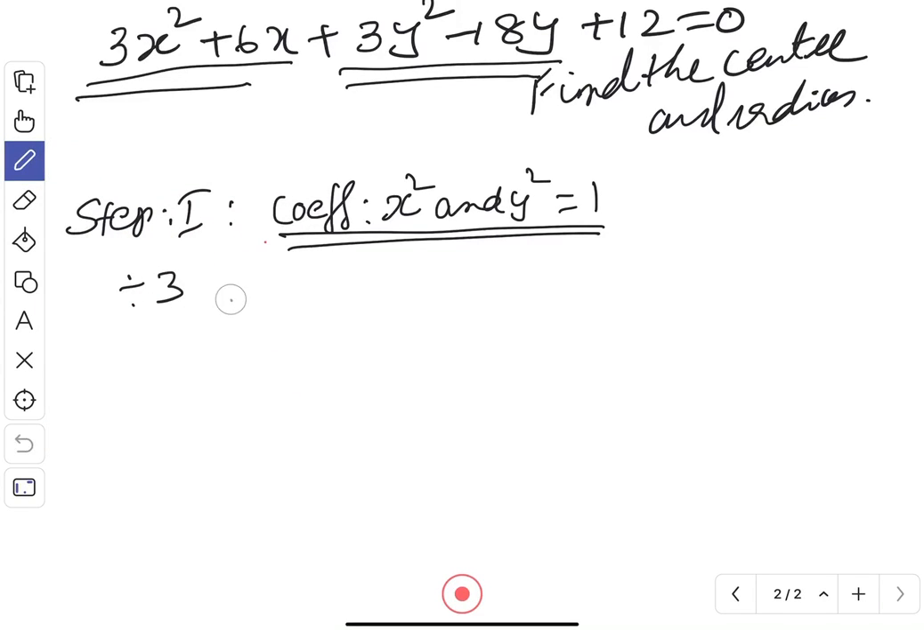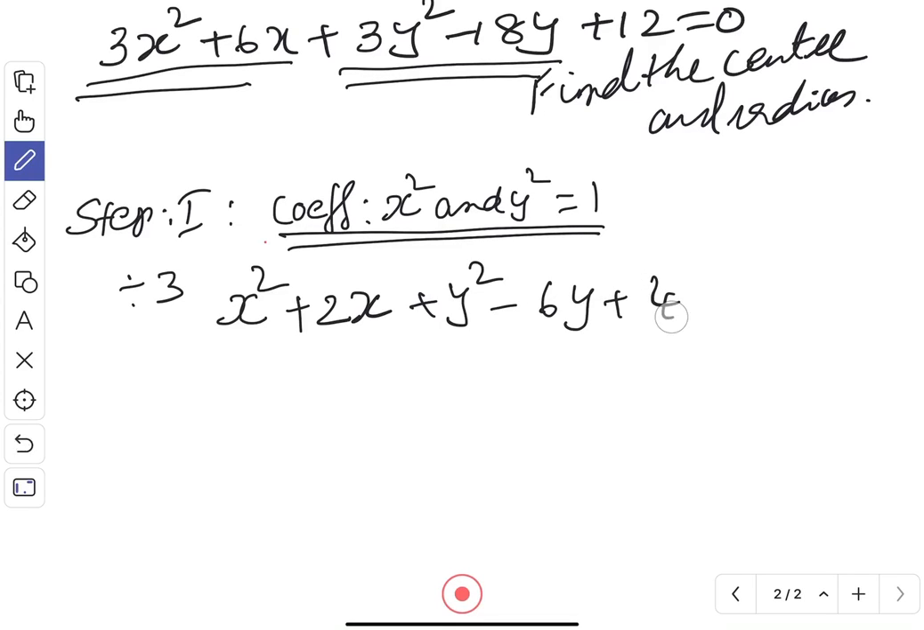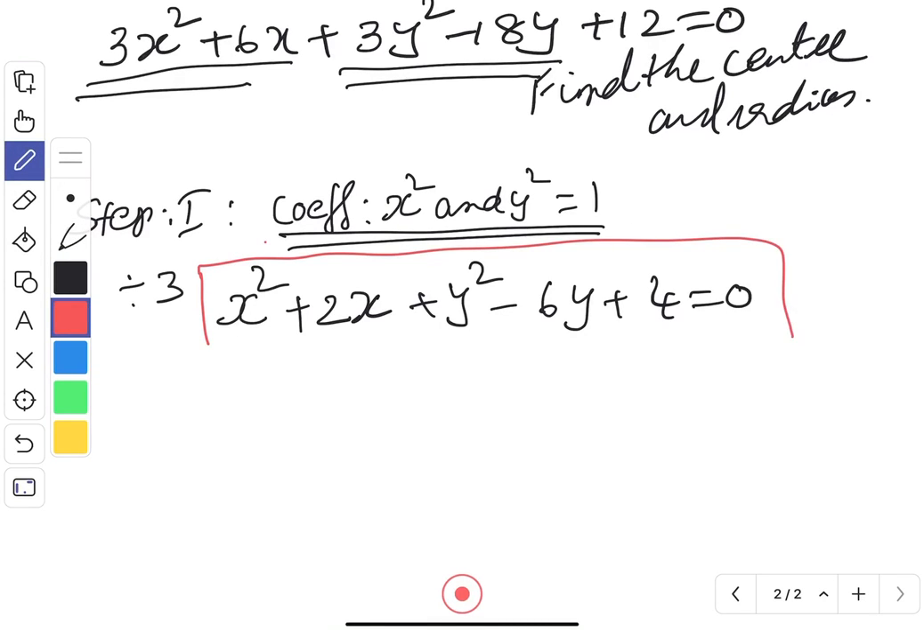So now the equation becomes x squared plus 6 divided by 3 is 2x, plus y squared, and negative 18 divided by 3 is negative 6y, plus 4 is equal to 0. This is my new equation now.